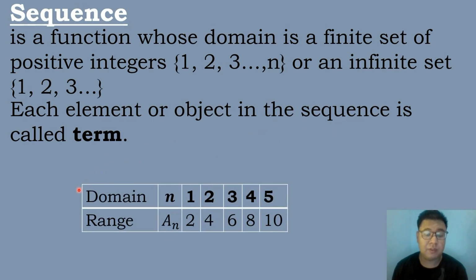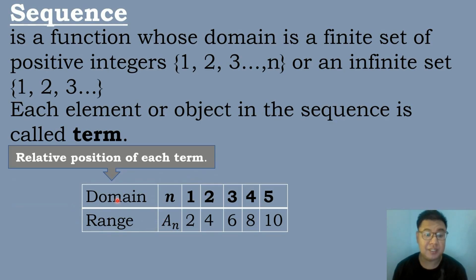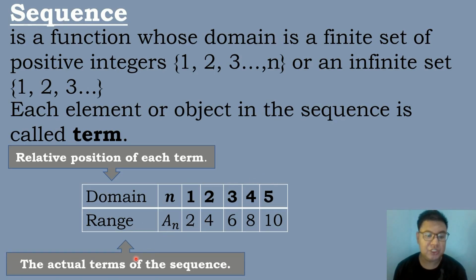We have the following parts of the sequence. So we have the domain and the range. The domain is equal to n, while the range is equal to the value of a sub n. The domain is the relative position of each term. If n is equal to 1, it indicates the first term of the sequence. If it is equal to 2, it indicates the second term. And if it is 3, the third term, 4, fourth term, and 5, fifth term. While the range are the actual terms of the sequence.